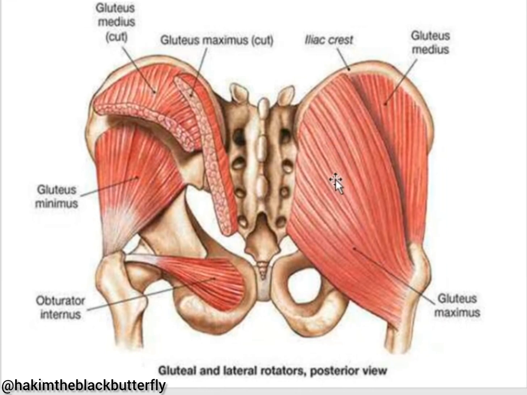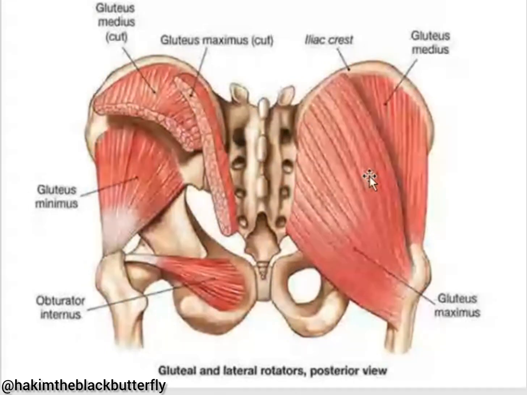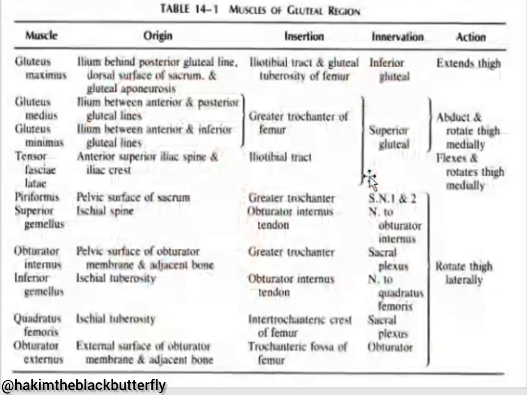So this muscle, we are going to see the nerve supply of this muscle. The nerve supply of the Gluteus Maximus is what we call the inferior gluteal nerve. And I will show you why they call it the inferior gluteal nerve. And it extends the thigh at the hip joint. You can even attempt to extend your thigh at the hip joint, and you touch your gluteal region, you will sense that muscle Gluteus Maximus contracting.